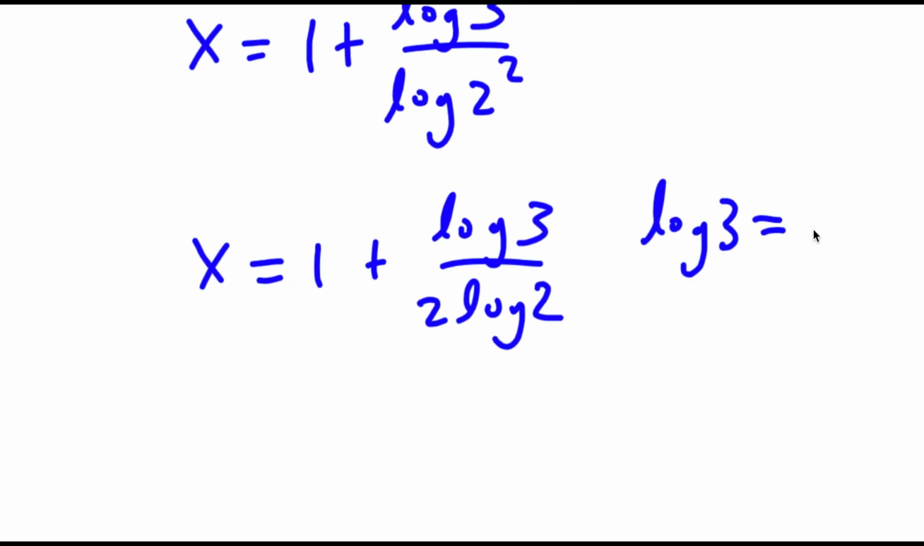Now log 3 is equal to 0.4771. And log 2 is equal to 0.301. So now I have x is equal to 1 plus log 3 over log 2 squared.